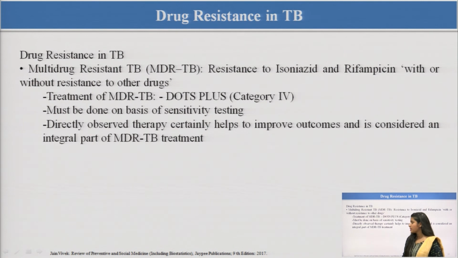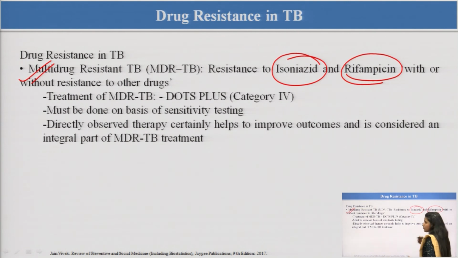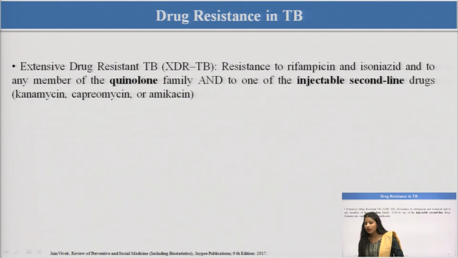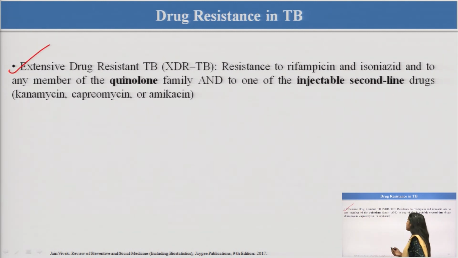Now the drug resistance in TB. So what is multi-drug resistant TB? Multi-drug resistant TB means there is resistance to the isoniazid drug and the rifampicin drug. That is why we are prescribing other drugs in MDR TB. Similarly, we have extensively drug resistant TB, which means the microorganism is showing resistance to rifampicin and isoniazid.